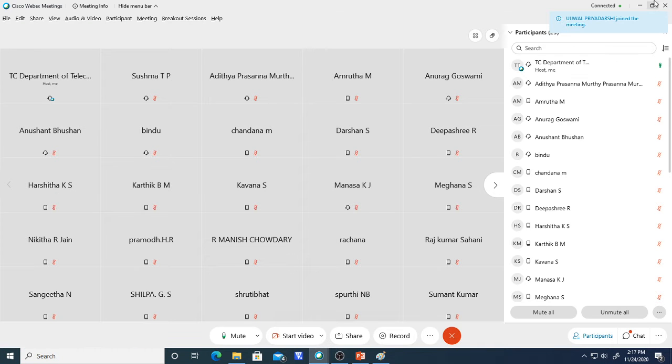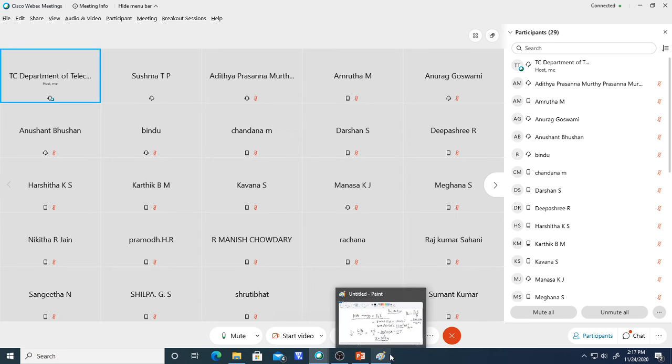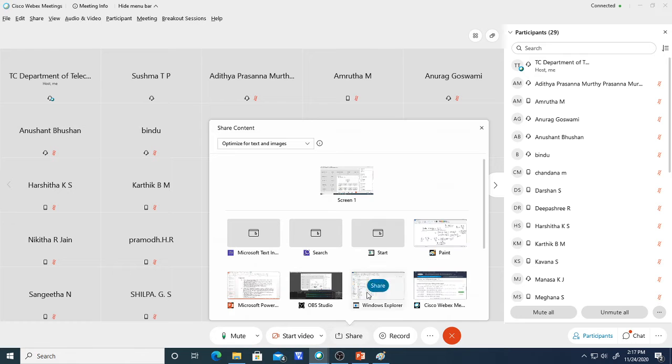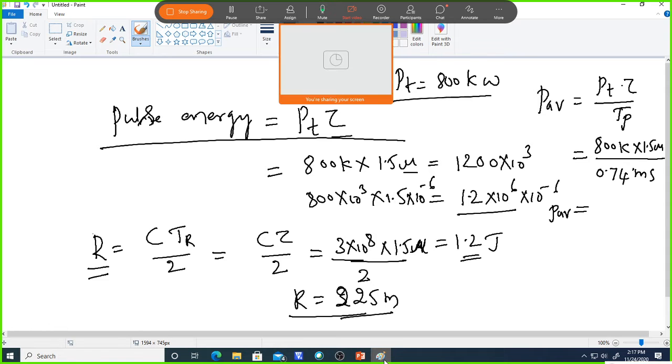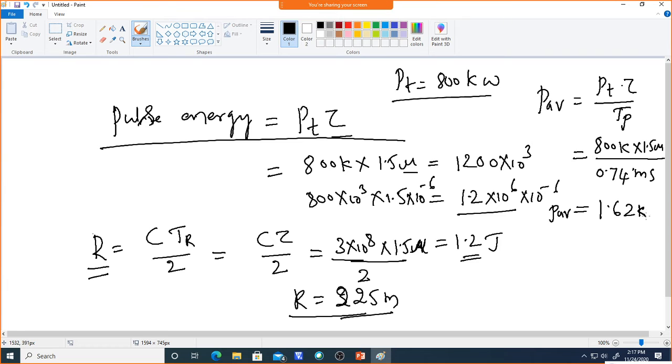So what is the average power? 1.62 kilowatt. This is the average power.